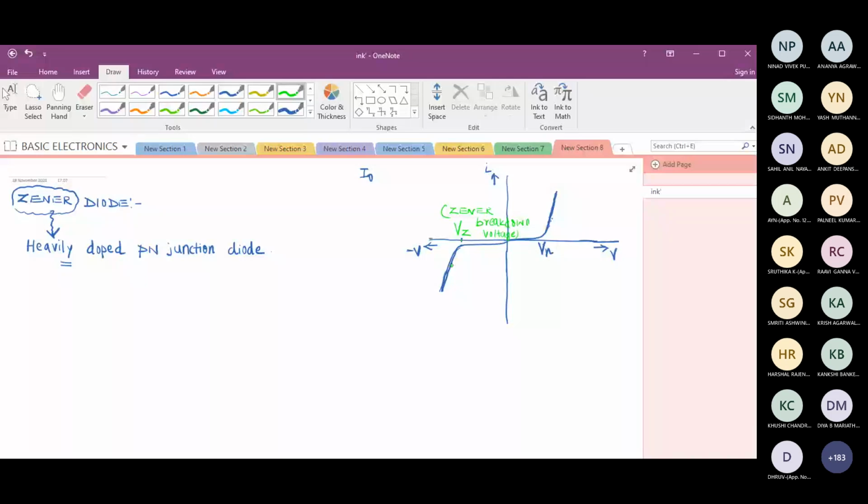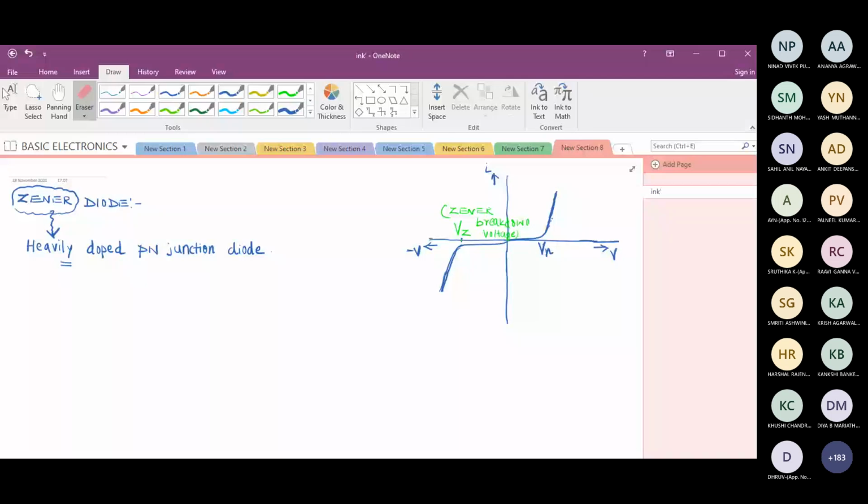That's why we don't use Zener diode under forward bias condition. Is it clear? This diode is easily available, you can get it, but it is expensive compared to an ordinary diode. Got it? So we will try to find applications under reverse bias condition.